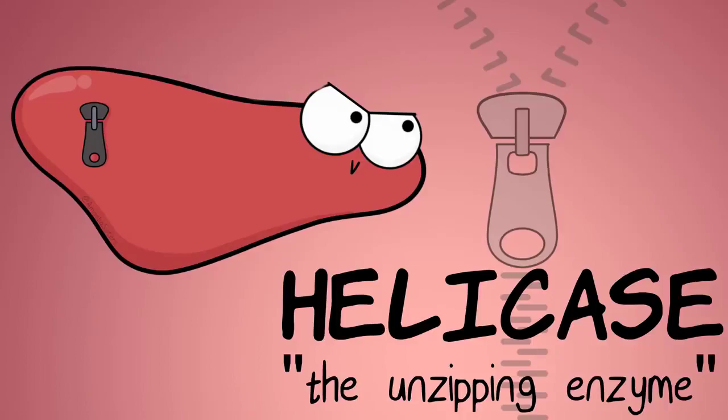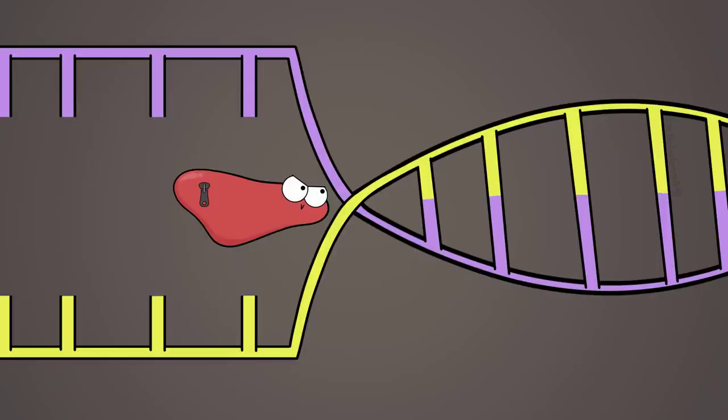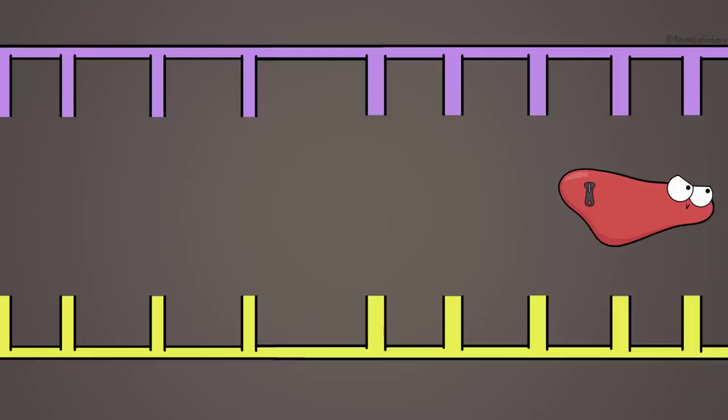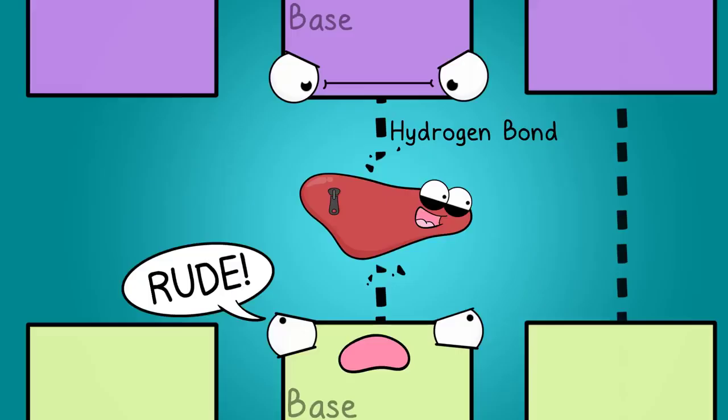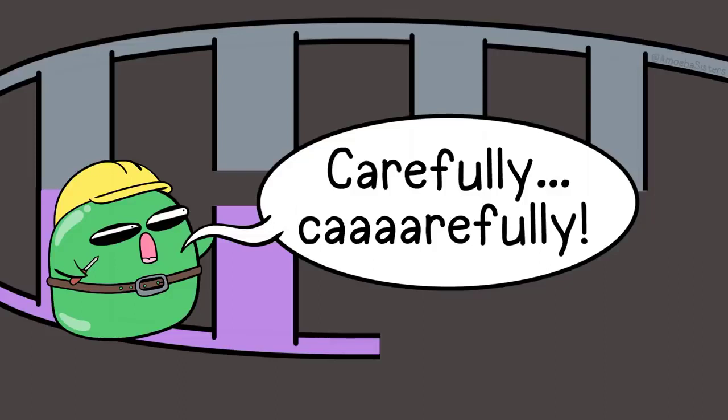Helicase, the unzipping enzyme. If you recall that DNA has two strands, you could think of helicase unzipping the two strands of DNA. Helicase doesn't have a hard time doing that. When unzipping, it breaks through the hydrogen bonds that hold the DNA bases together. DNA polymerase, the builder. This enzyme replicates DNA molecules to actually build a new strand of DNA.